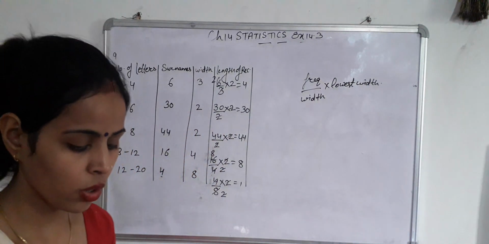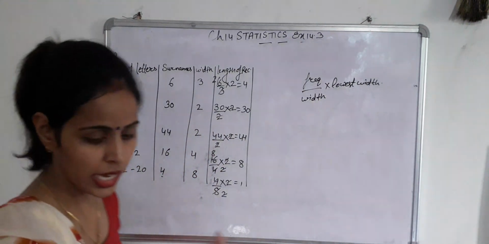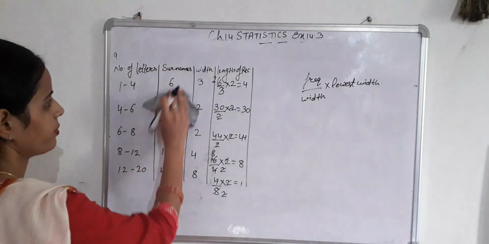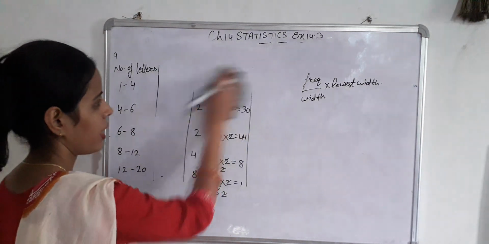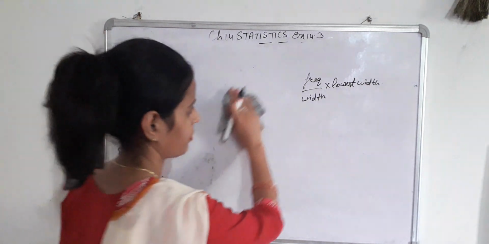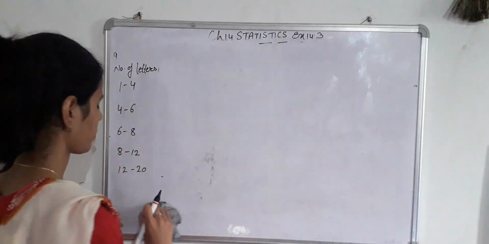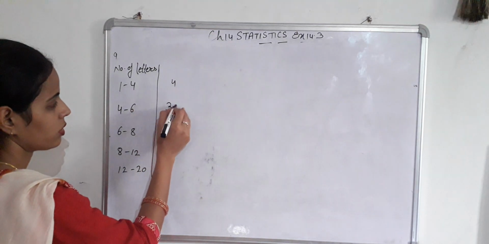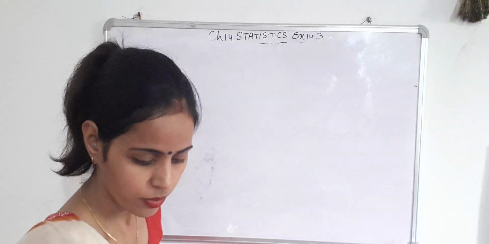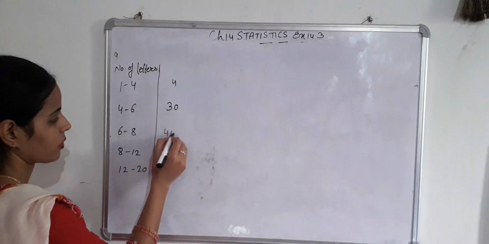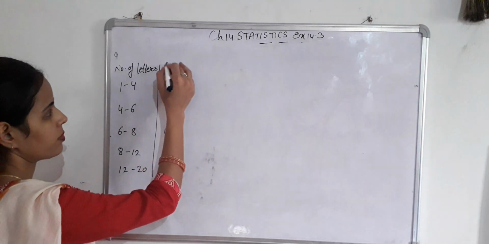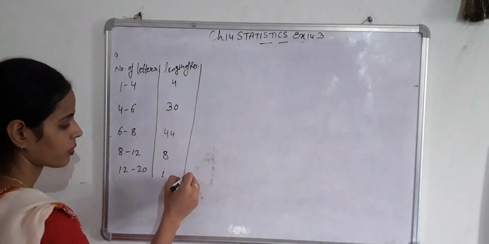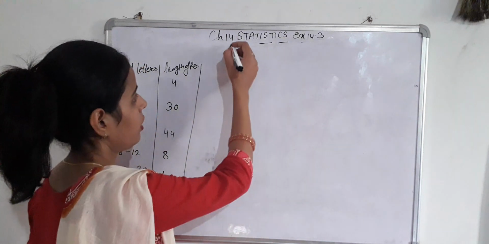Draw the histogram. First, erase this and write the lengths of the rectangular bars here. Number of letters, and length of bars: 4, 30, 44, 8 and 1. And now draw the histogram.